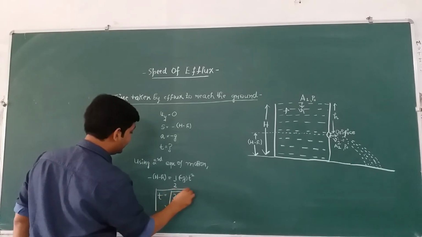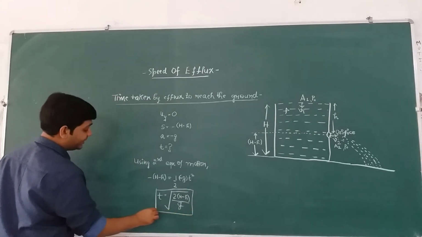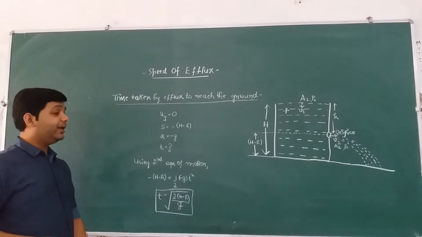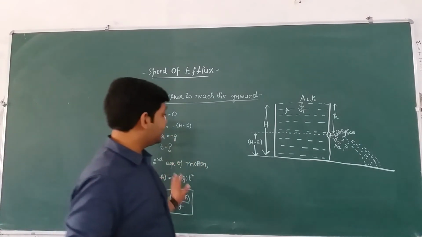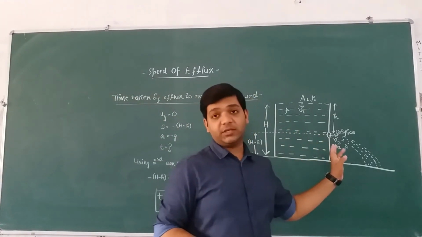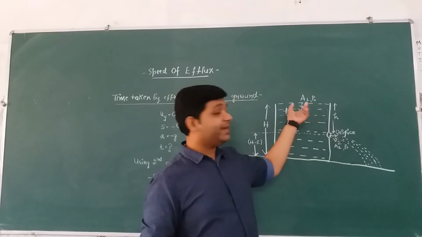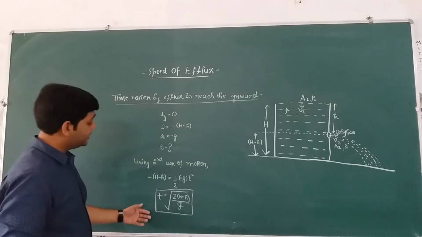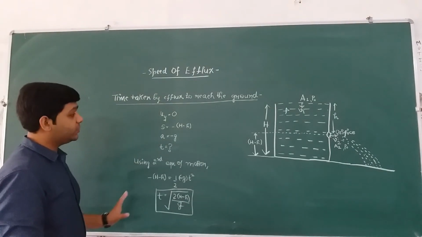I hope this is clear to everyone. So this is the time taken by the efflux to reach the ground. Again and again I am saying all this is true when the area of cross section of the orifice is negligible as compared to the area of the container. Fine. So this is the time taken by the efflux to reach the ground.